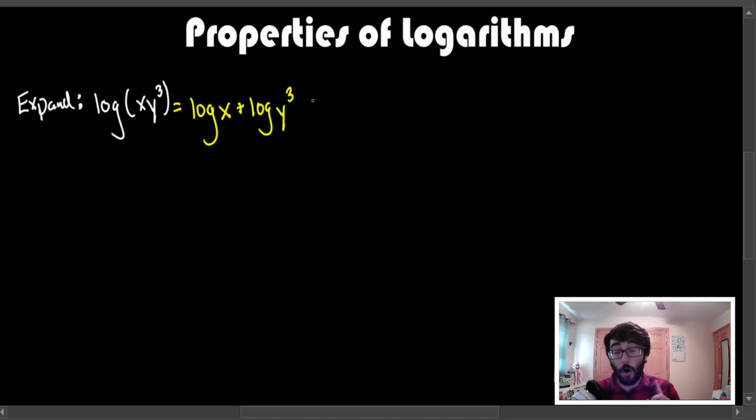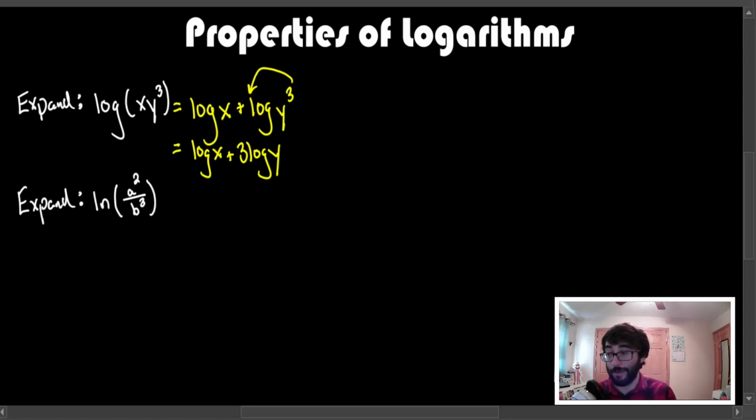Now, whenever I expand, I don't like having exponents on the arguments. So the next thing we can do is take this exponent and move it out in front. This would end up becoming log of x plus 3 times log of y. And that would end up being our final answer. Our final answer should always have multiple logarithms, and we shouldn't have any exponents. Let's take a look at another one.